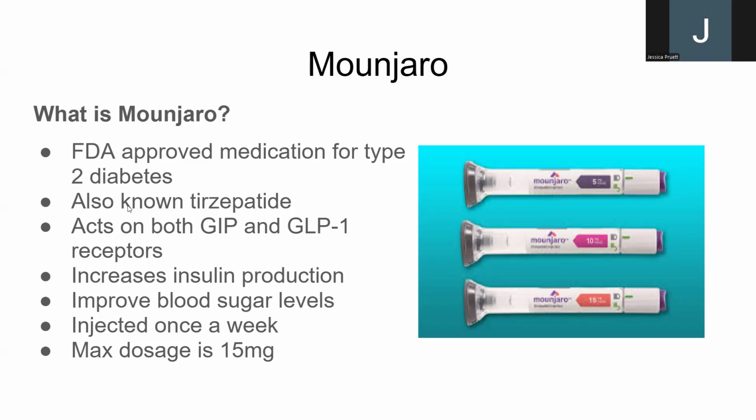It is important to know that GIP is another receptor that Ozempic does not affect. Mounjaro is also injected once a week. However, Mounjaro is started at a dosage of 2.5 milligrams for 4 weeks, and after that can increase gradually up until 15 milligrams at a max dosage.